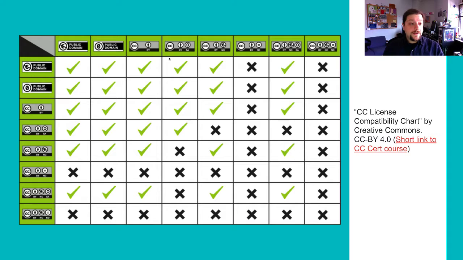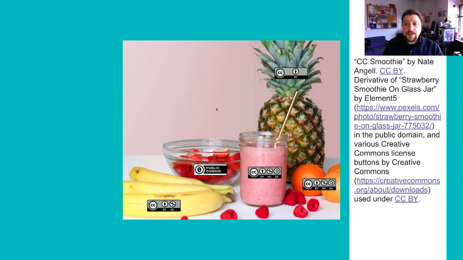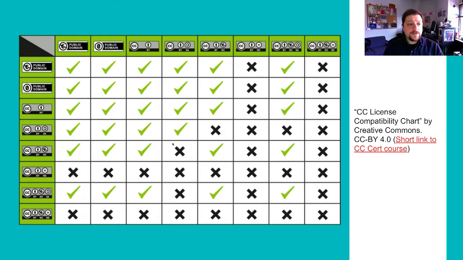So on the vertical column, you have one work that's to be remixed in the smoothie, and on the horizontal column, you have work number 2, and you can just follow the horizontals and the verticals to see what's compatible. So let's go back to Nate's picture, and let's say we want to take the pineapple, which is attribution, and the oranges, which are attribution, non-commercial, and share alike. So let's find the attribution row, and then attribution, non-commercial, share alike. Oh, yep, they are compatible. Yes, we got a winner.